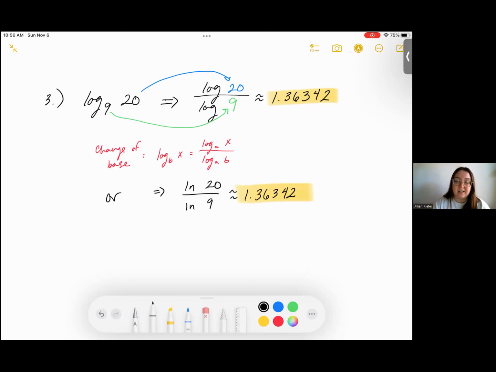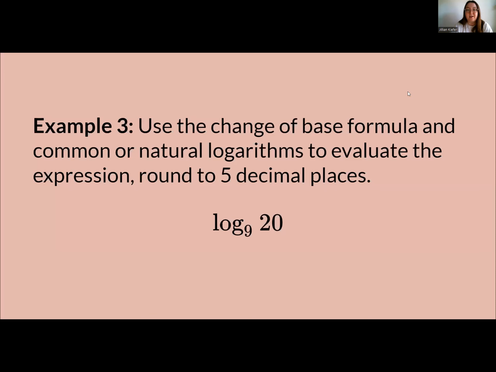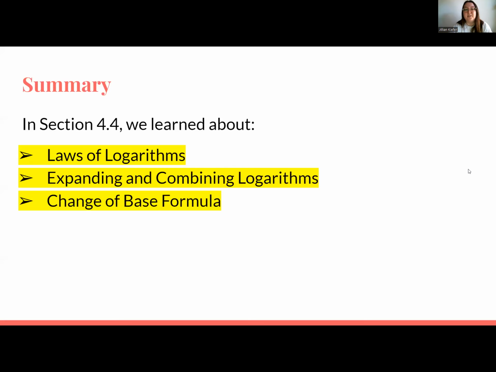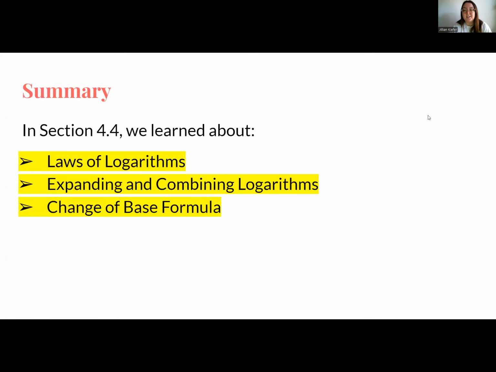So, all right, let's go on over back to our lecture. All right, so that was example 3, and that finishes up our section. In section 4.4, we learned about the laws of logarithms, expanding and combining logarithms, and the change of base formula. So, all right, that wrapped up our section, and I'll see you in the next one.